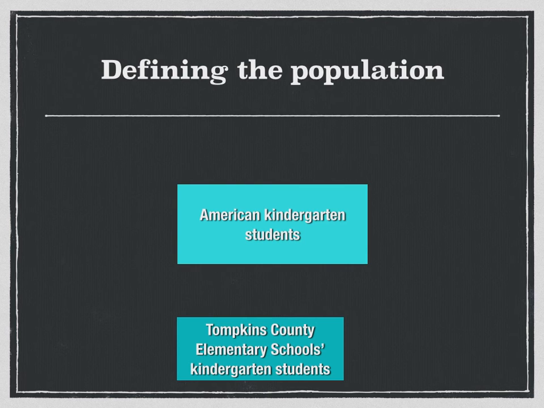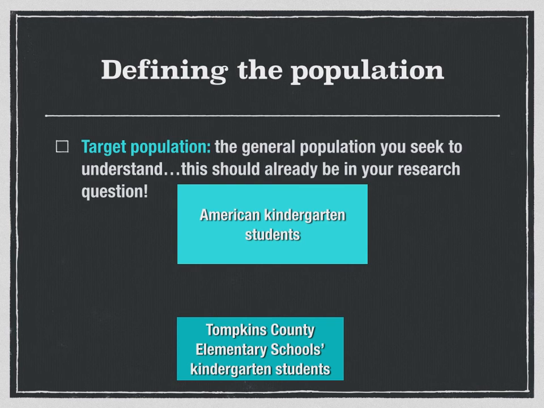First, let's talk about how you're figuring out whom to study. So you already know who your target population is, because this should be already in your research question. Remember the exposure plus disease plus population formula? Well, the target population is simply the general group of people that you seek to understand. This can be a very specific group, say newly hired male elementary school teachers in Providence, or more often the group is more broad, say American kindergarten students, and that's what we're going to talk about in this example.